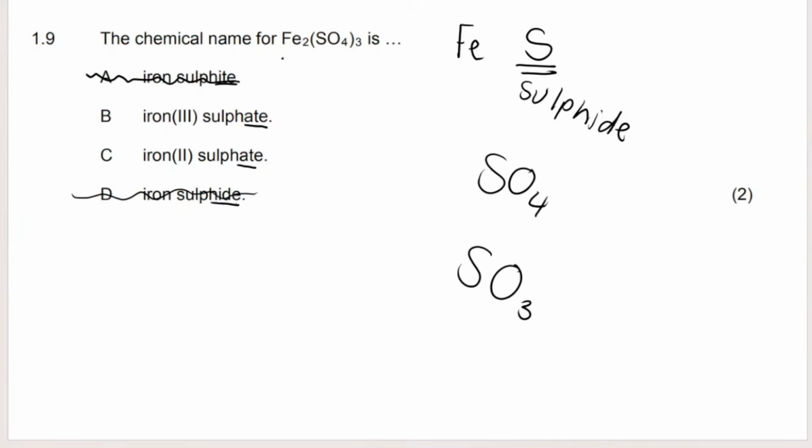Now, how we figure it out is we need to figure out what charge iron would have had in order to give this chemical formula.